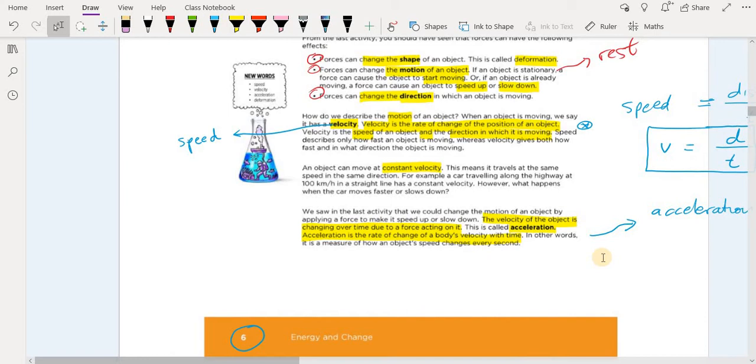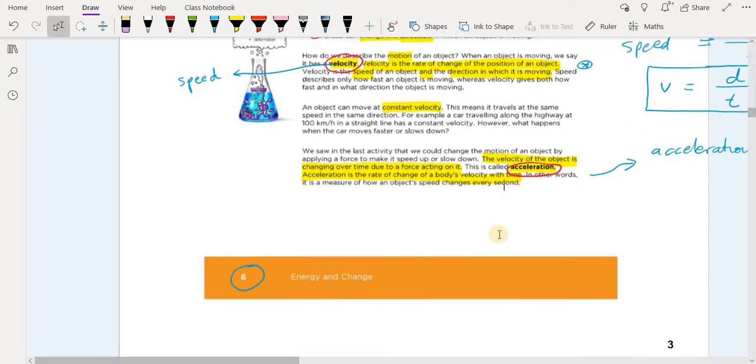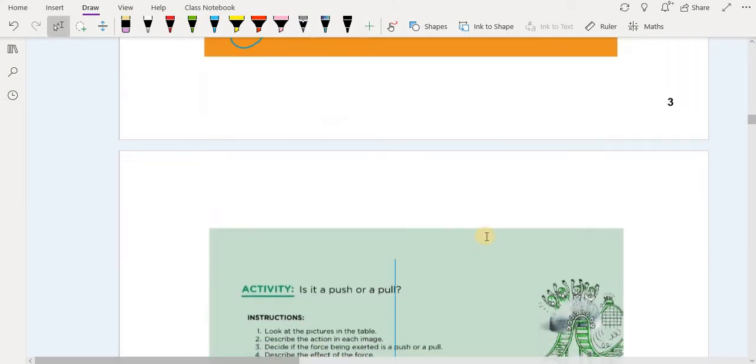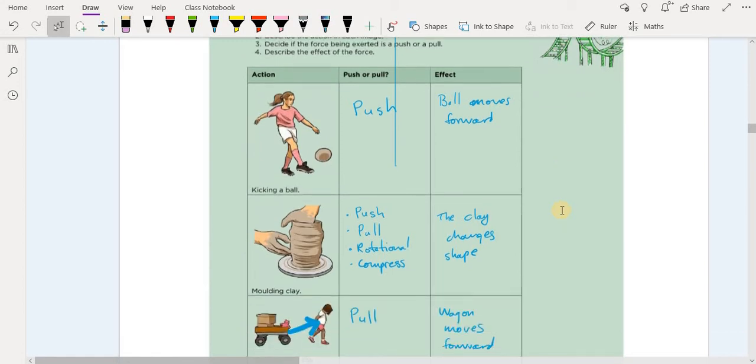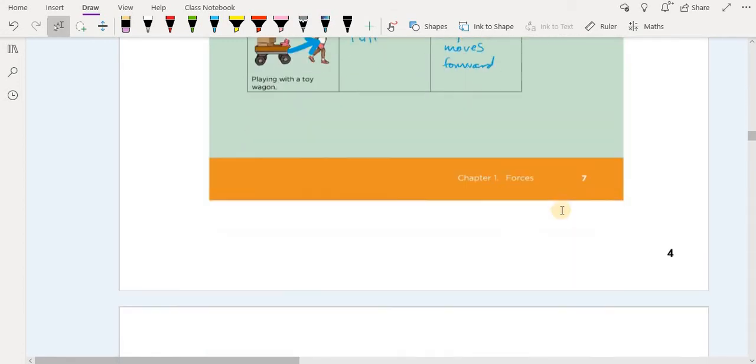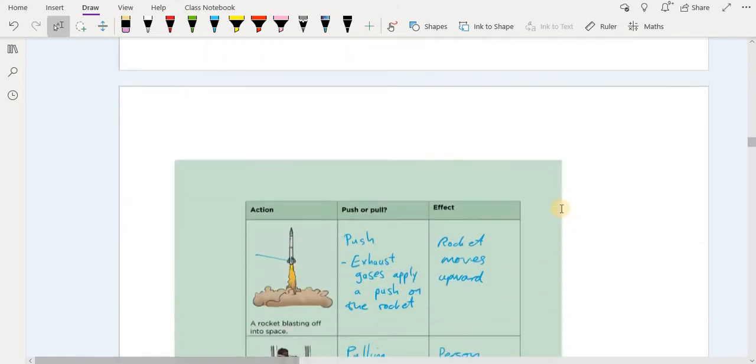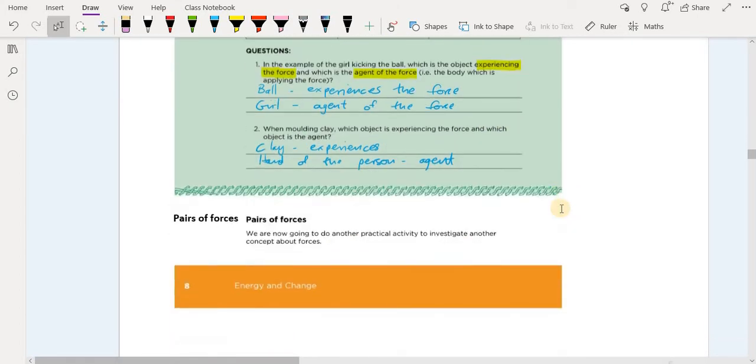And then how do we describe the motion of an object? There were a couple of words we used. We spoke about velocity, and we also spoke about acceleration. I want you to try and read through these paragraphs and really get a good sense of what we mean by that. It's the kind of thing I'll come back to again. Going on to the next page, you did this activity about looking at these different diagrams and deciding whether it's a push or a pull and what effect that will have on the object. That's what we worked through.